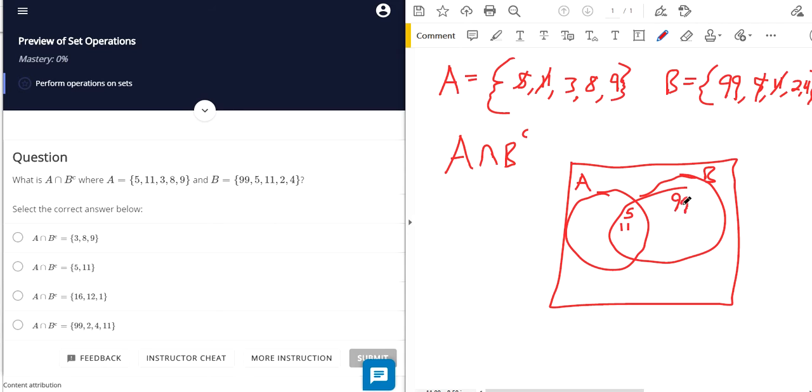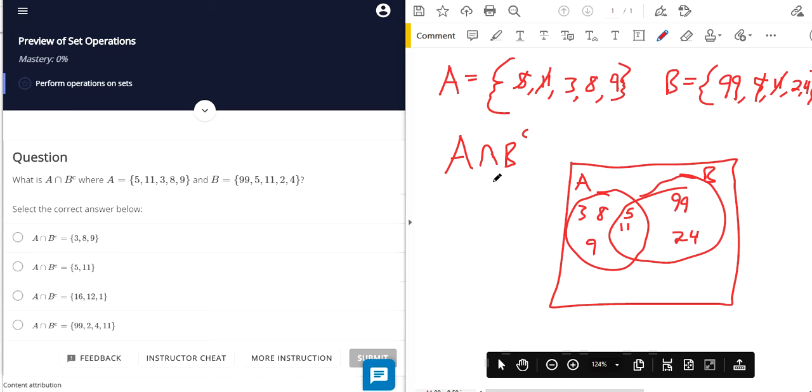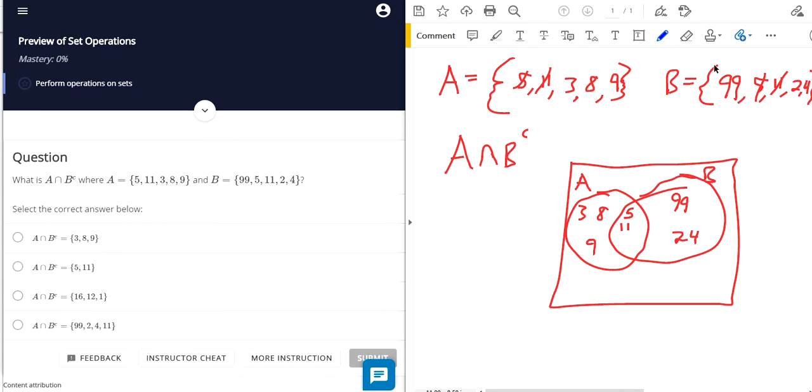We've got a 99 over here and a 24. We've got a 3, an 8, and a 9 over in this set. So what's A intersect B complement? One thing I try to have students do to help with Venn diagrams is, look, let's make dots for where A is. This is circle A, the blue dots that I'm putting here.